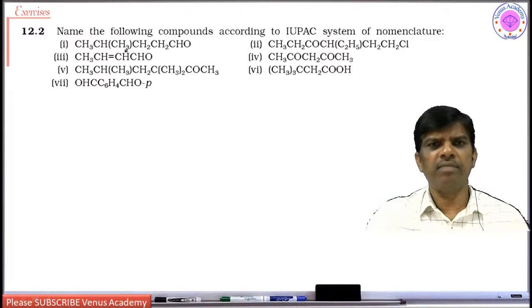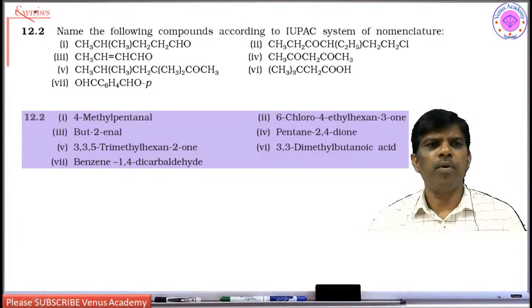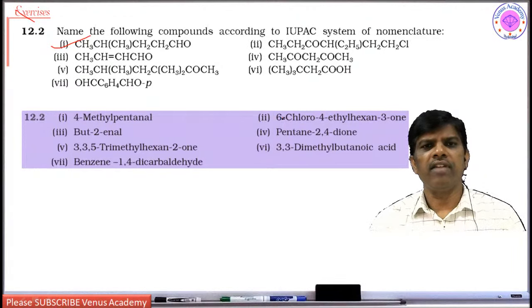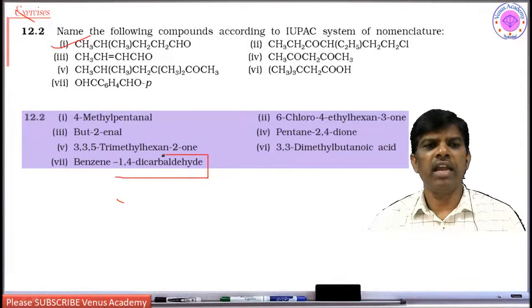So based on that principle, the first compound is 4-methyl pentanol. The second one is 6-chloro-4-ethyl hexan-3-one, and but-2-en-ol, pentane-2,4-dione, 3,3,5-trimethyl hexan-2-one, 3,3-dimethyl butanoic acid, benzene-1,4-dicarbaldehyde. So for dicarbaldehyde, you can name it as di, mono, tri, like that.